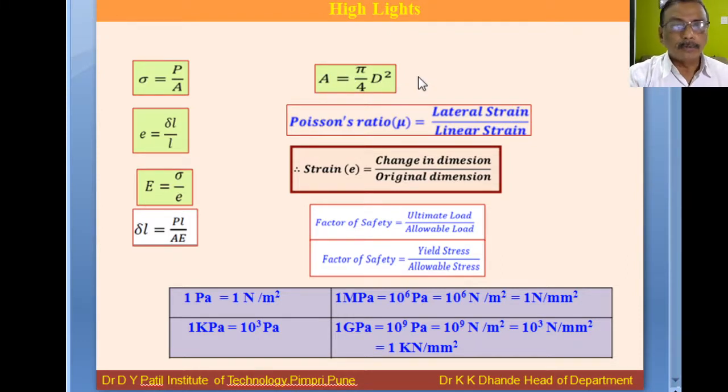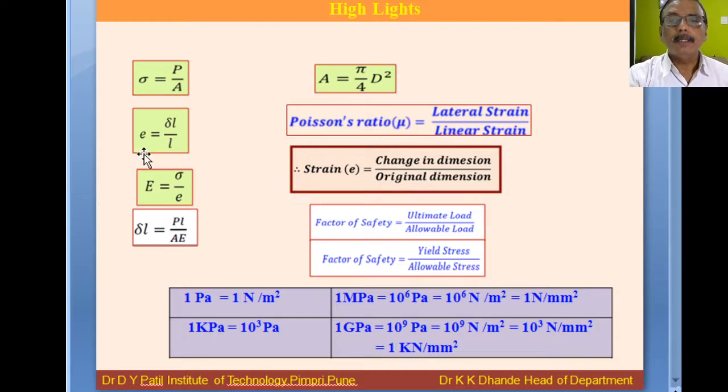If hollow circular sections will be there, then you may say area of cross section is pi by 4 in bracket capital D square minus small d square. If a square or rectangular block will be there, then cross sectional area is equal to width into thickness.